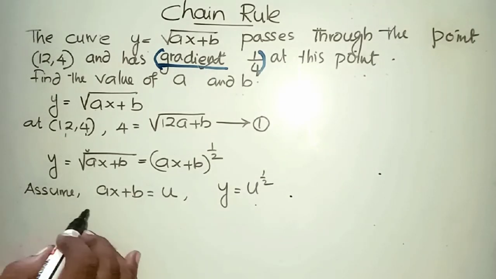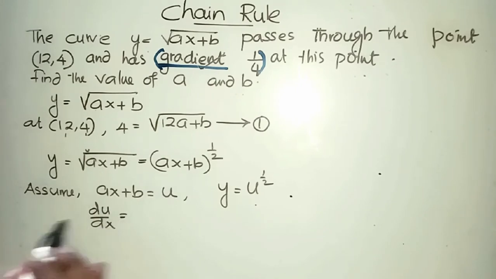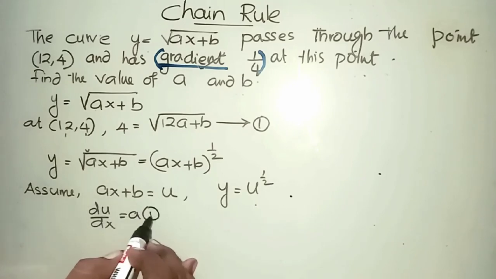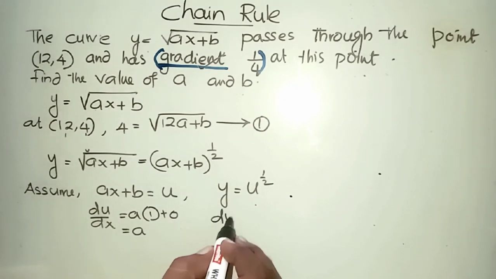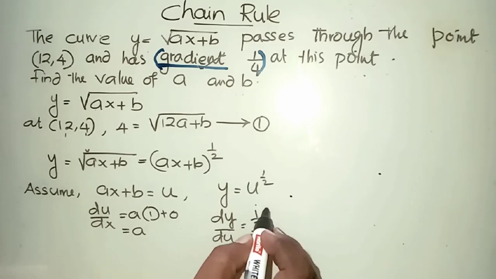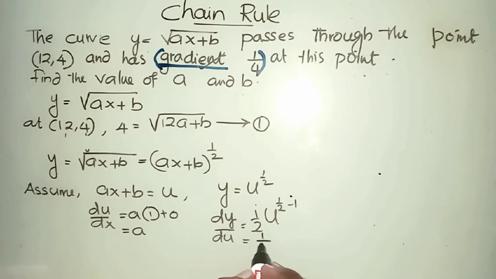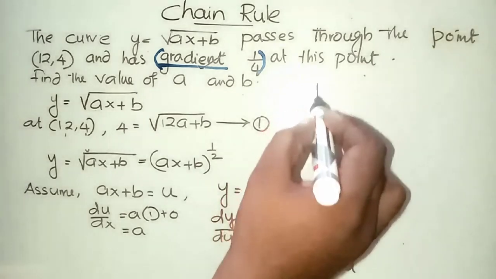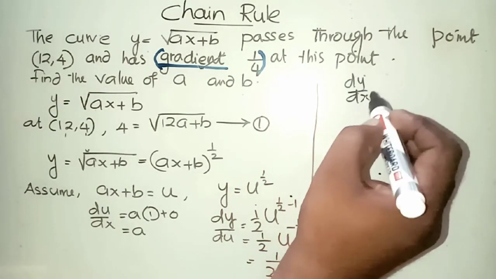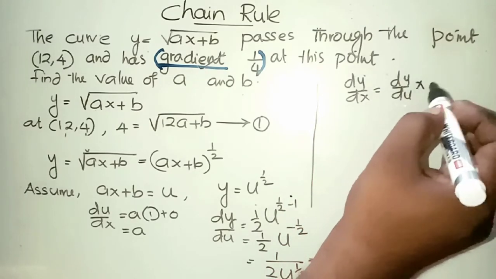Now, our same method, differentiate it. We get du by dx equals a into the derivative of x, which is 1, plus b, which is 0. So we get that as a. Differentiating this part, we get dy by du, that is half u raised to half minus 1, that is half u raised to minus half. As the power is negative, it can be replaced as 1 by 2 root u, that is dy by du. Now write the chain rule, dy by dx equals dy by du multiplied by du by dx.